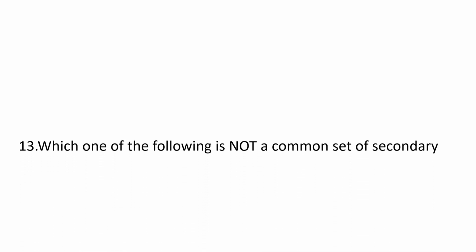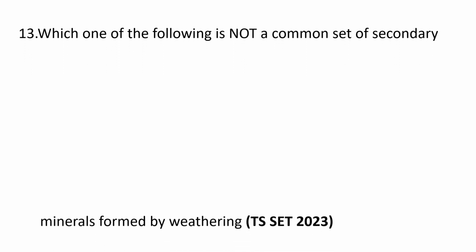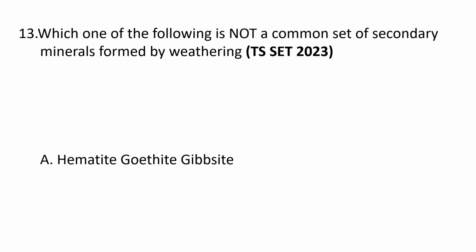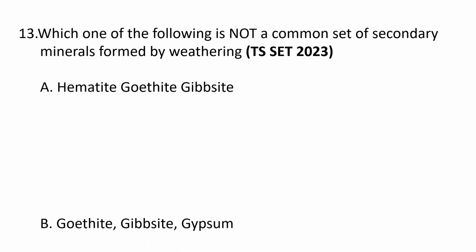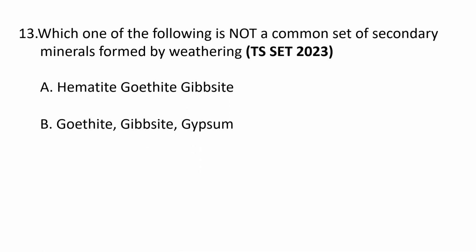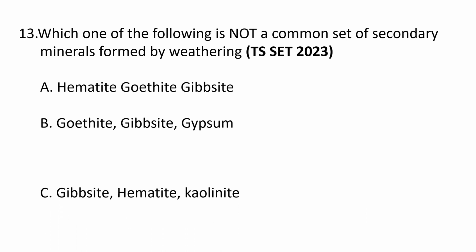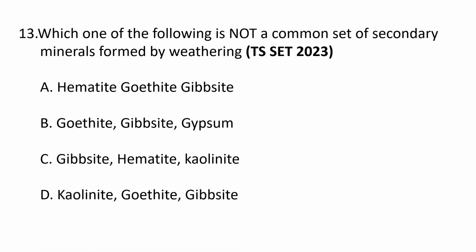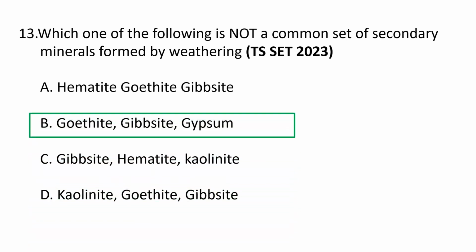Next question. Which one of the following is not a common set of secondary minerals formed by weathering? Options are A. Hematite, goethite, gibbsite, B. Goethite, gibbsite, gypsum, C. Gibbsite, hematite, kaolinite, and D. Kaolinite, goethite, and gibbsite. So the correct option is B. Goethite, gibbsite, and gypsum are not a set of minerals which are formed by weathering. So that's why B is the correct option.